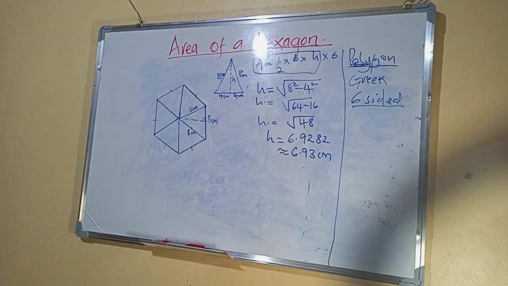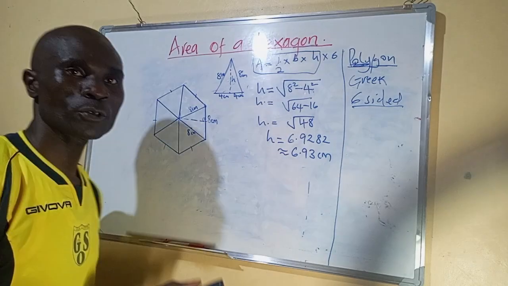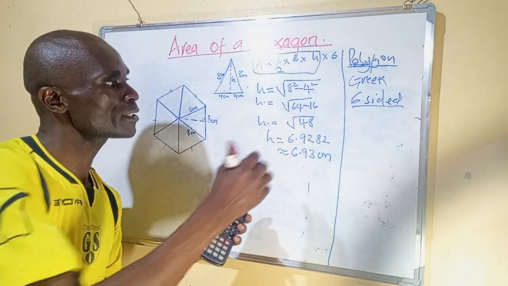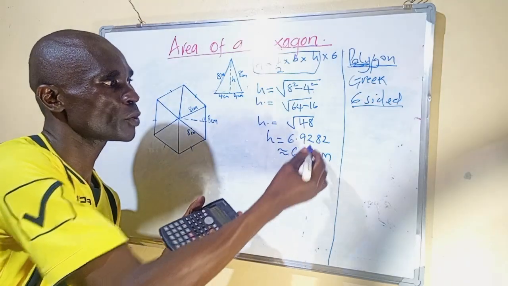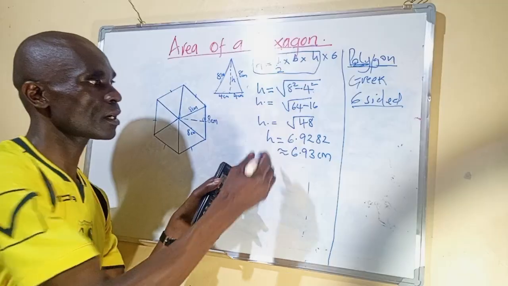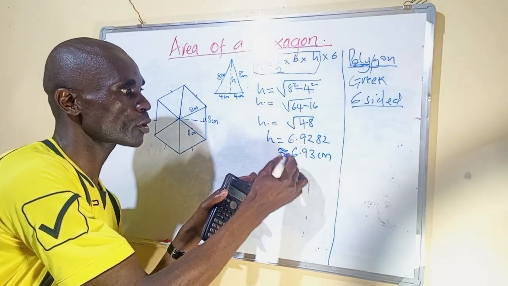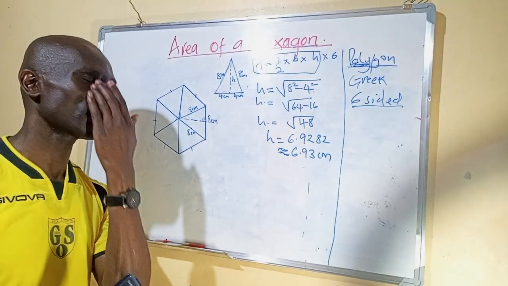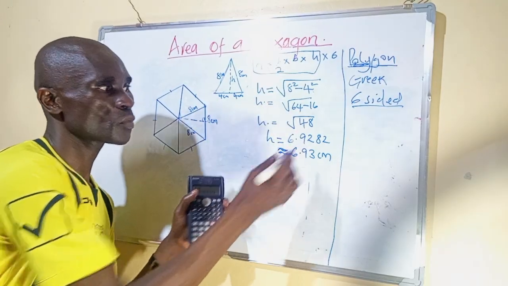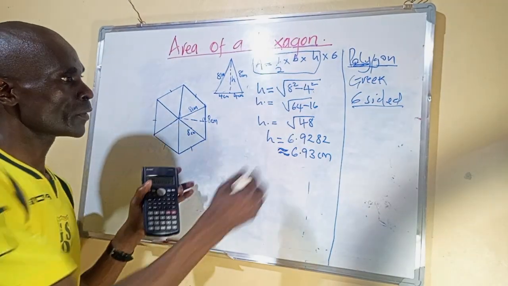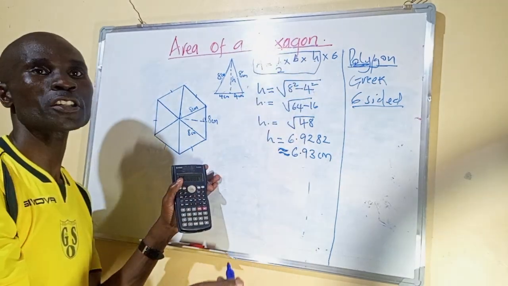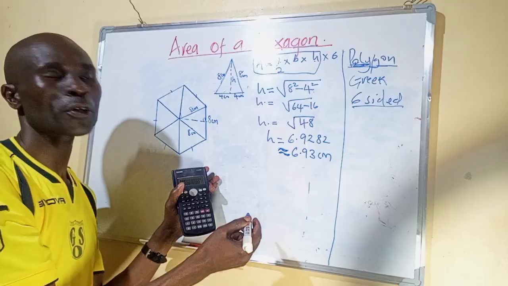So I hope you got it. If you use your calculator, you'll get 6.9282, which is approximately, that's the sign for approximately, 6.93 centimeters. Therefore, using this, we can slot it into the formula and come up with the answer.